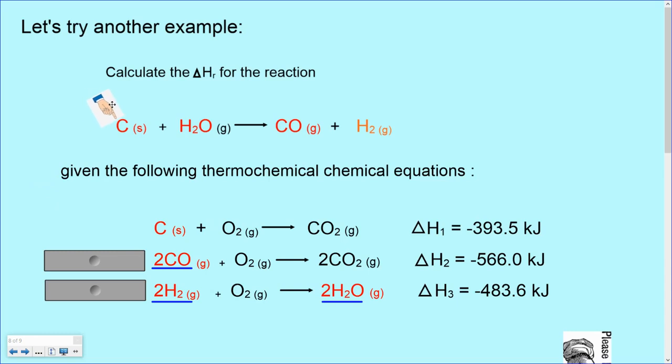So to start off, we have carbon as a reactant, and this equation has carbon as a reactant. So I don't think we want to mess with this. We're going to leave this equation just the way that it is. 1 mole of carbon, 1 mole of carbon.